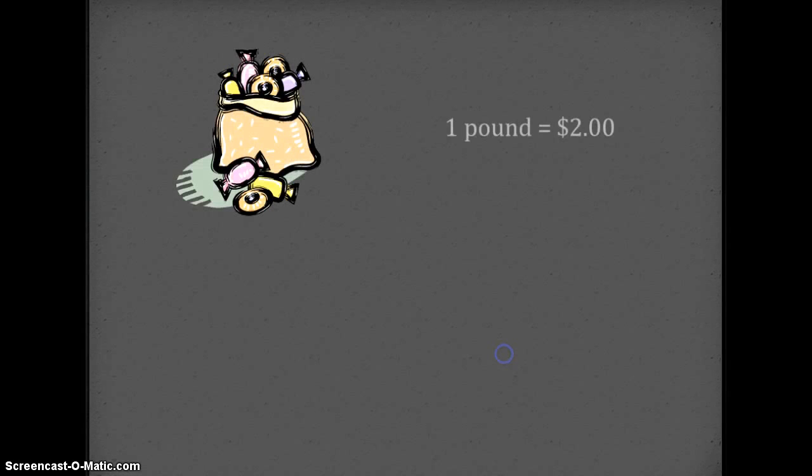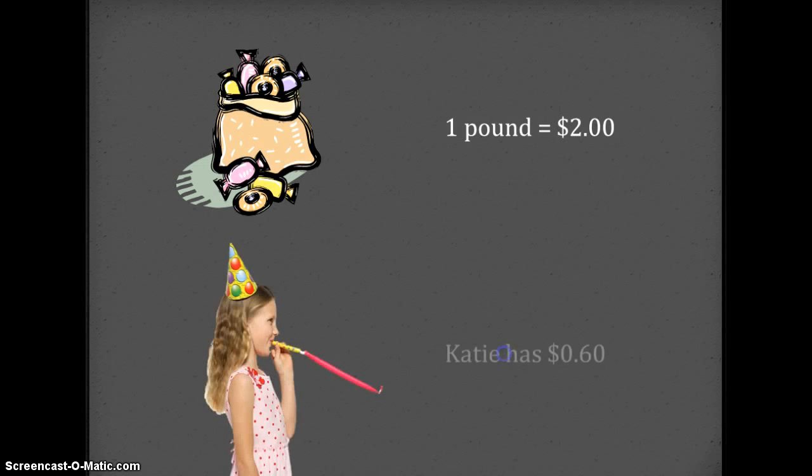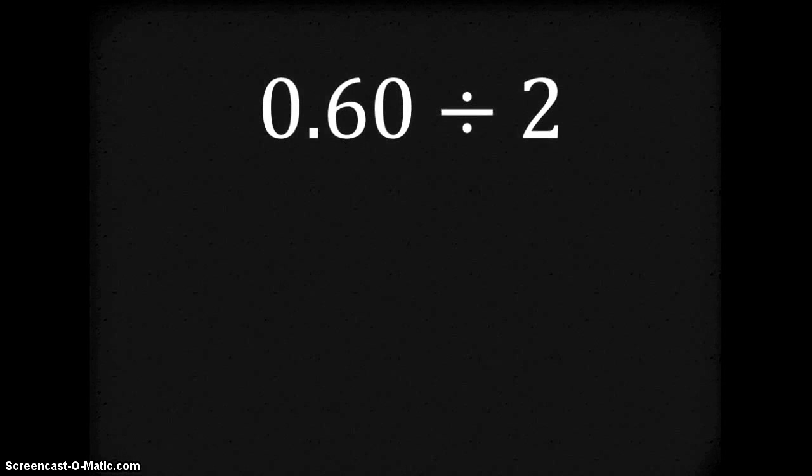So here's what we know. Each pound of candy costs $2, and Katie has 60 cents. We now need to figure out how many pounds of candy Katie will be able to buy. So let's set it up. In order to solve this problem, we need to divide 60 cents by $2. That looks like this.